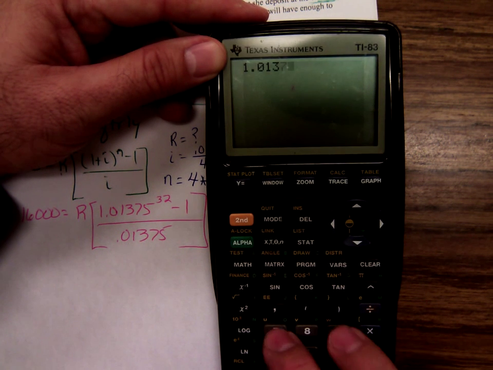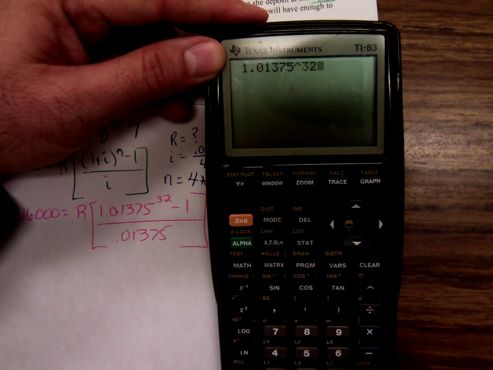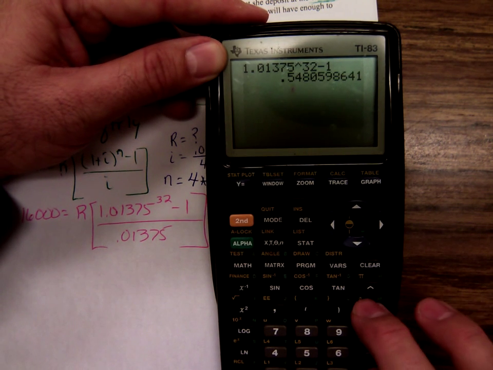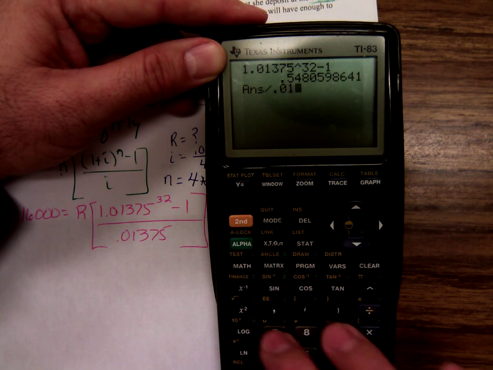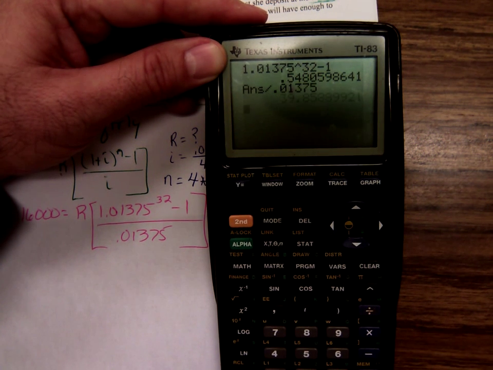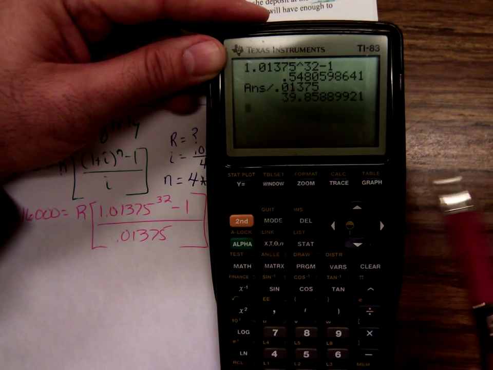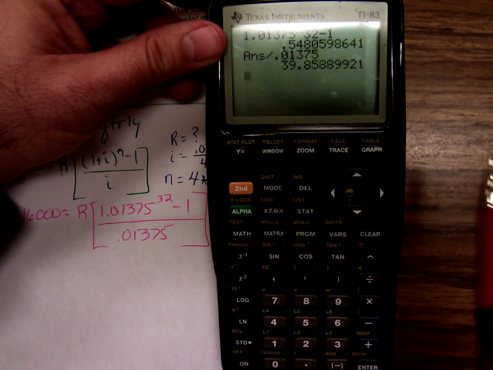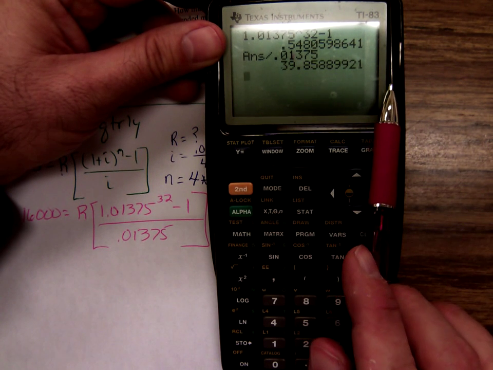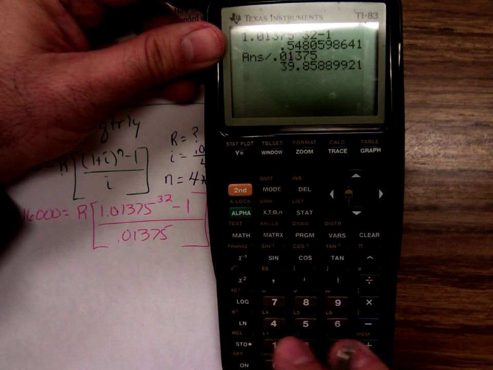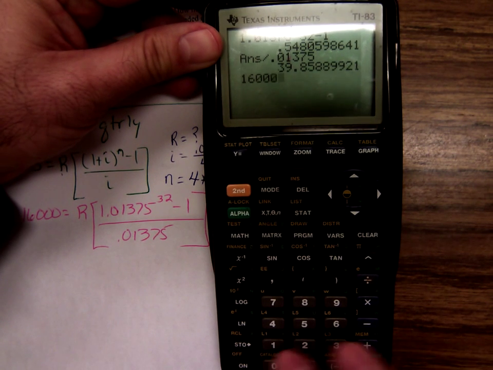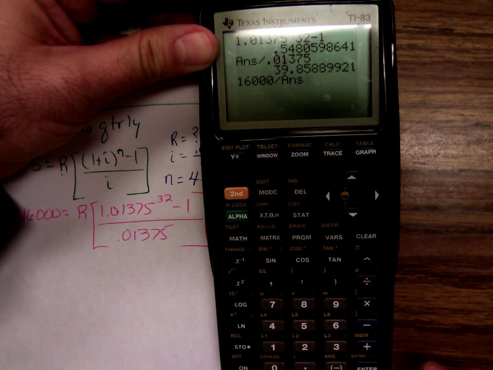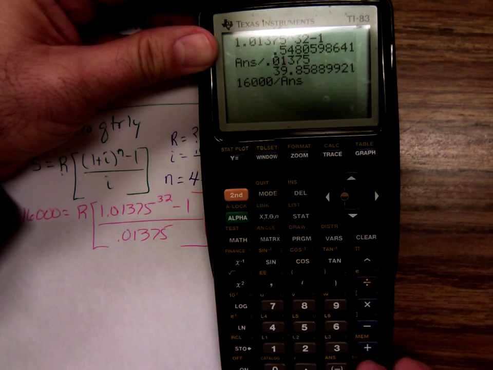1.01375 raised to the 32 power minus 1, enter, divided by 0.01375. So we get this long decimal number here. And now we divide 16,000 divided by second answer, which pulls up that decimal number. It doesn't round it, and you shouldn't round until the very end. Enter.